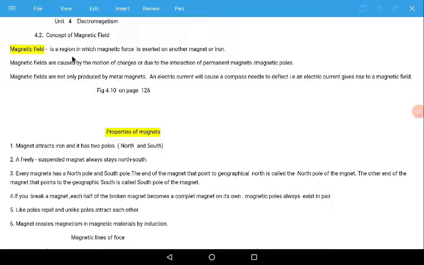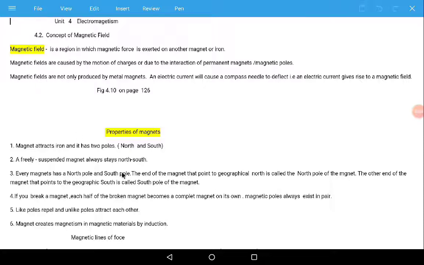So magnetic fields are not only produced by metal magnets. In other words, electric current will cause a magnetic field. So electric current will cause a compass needle to deflect. An electric current gives rise to a magnetic field. If there is no electric current, there is no magnetic field at all. So the interaction between magnet and electric current increases the magnetic fields. In general, magnetic field is a region.